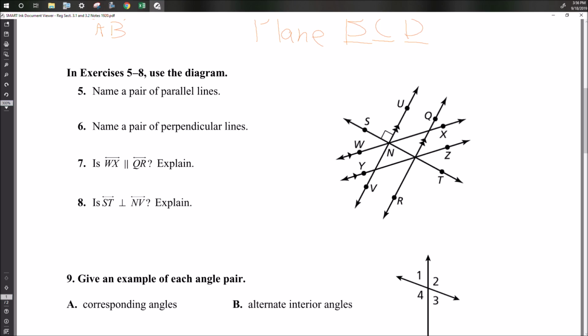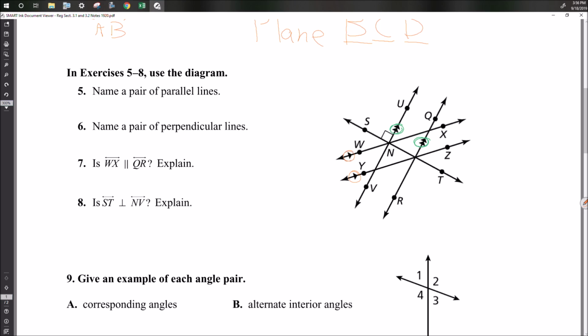Now, if I look at that picture, I notice that I have 2 lines that have 1 set of arrows. And I have a second set of lines that have 2 sets of arrows. So I'm going to actually name both of these lines since there are 2 pairs of parallel lines. So I'm going to name both of them.